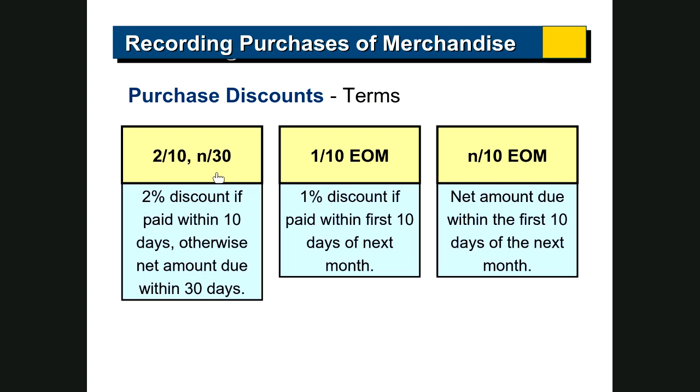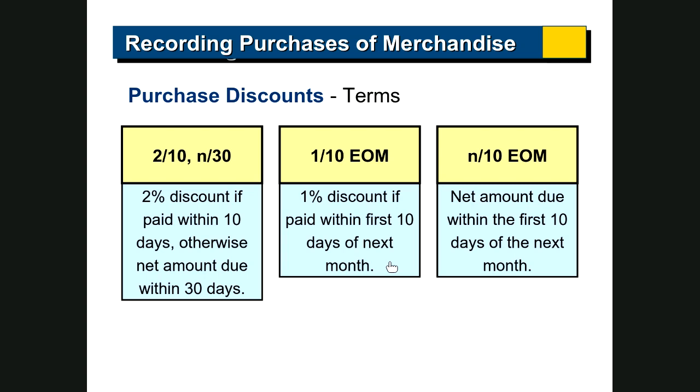1/10 EOM means 1% discount if paid within the first 10 days of the next month. So let's say Baladna is sending trucks after trucks to Lulu in September. Every week, 3 different items are coming in trucks, milk, etc. And they're sending them a bill, and the bill says 1/10 EOM, meaning by the 10th of October, if they pay, the bill is 1% discounted.